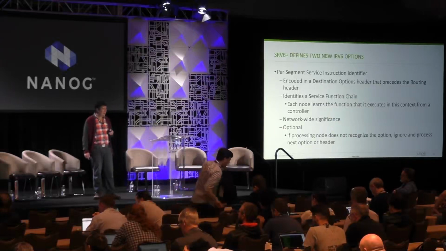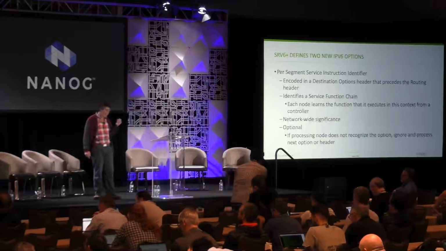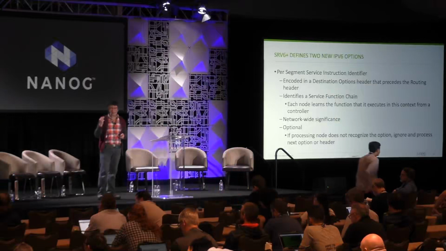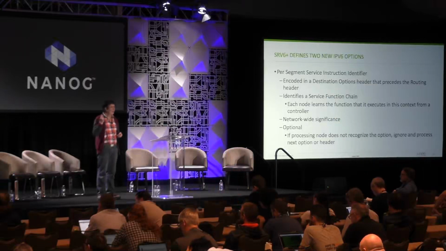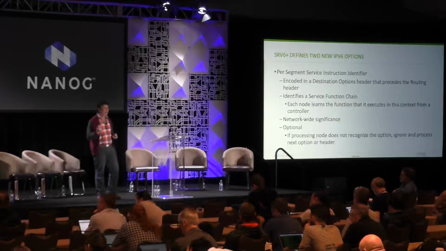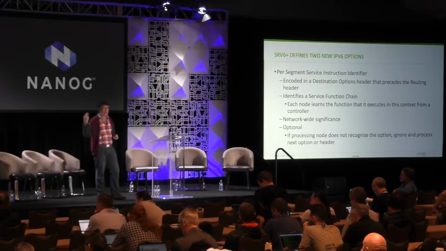This IP option is an optional option. What does that mean? The first two bits of an option identifier tell a processing node what to do if it does not recognize this particular option. The first two bits of this option are 0, which means if the processing node does not recognize it, just skip over it, and process the next option or the next extension header in the packet. So it's an optional option.